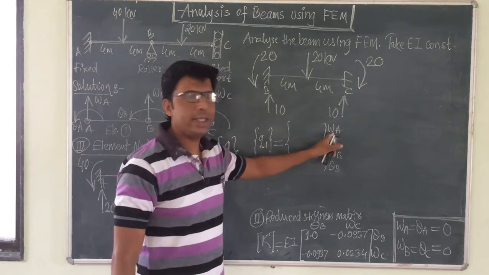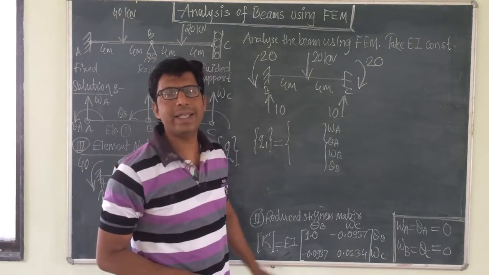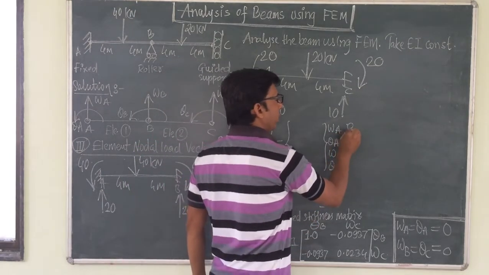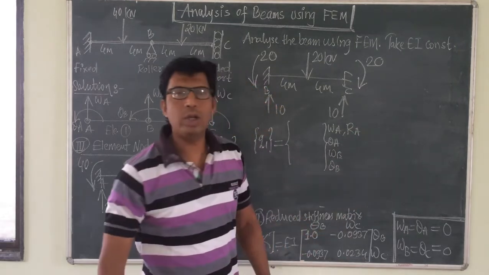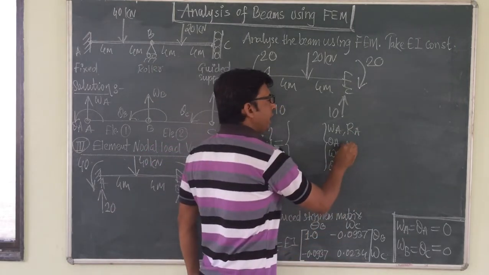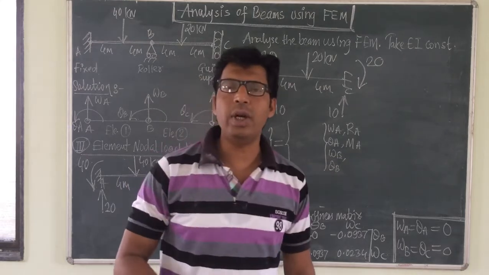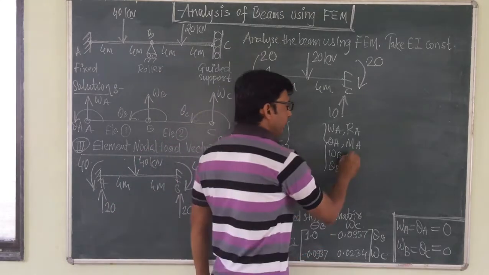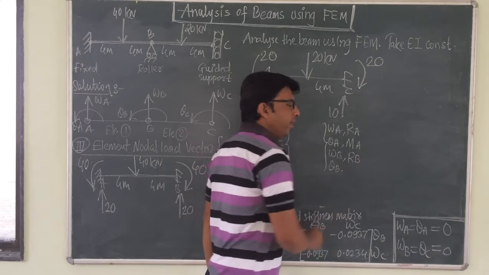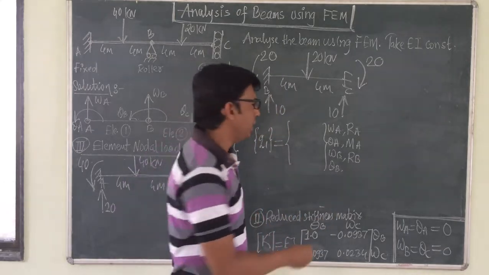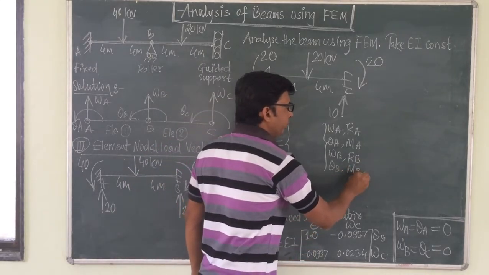Now, if the unknown is WA, the corresponding action is the reaction at A. If the unknown is theta A, the corresponding reaction is the moment at A. If the unknown is WB, the corresponding action is the reaction at B. And if the unknown is theta B, the corresponding action is the moment at B.